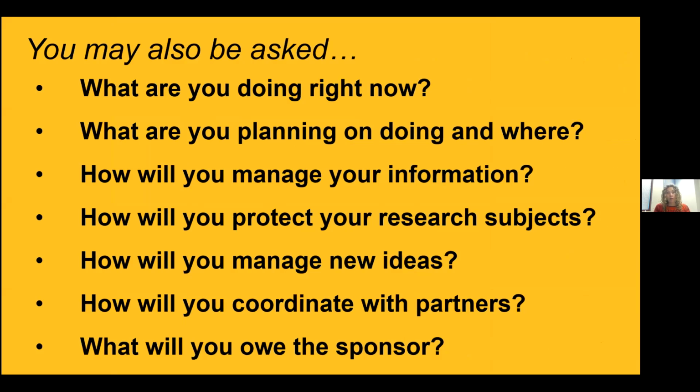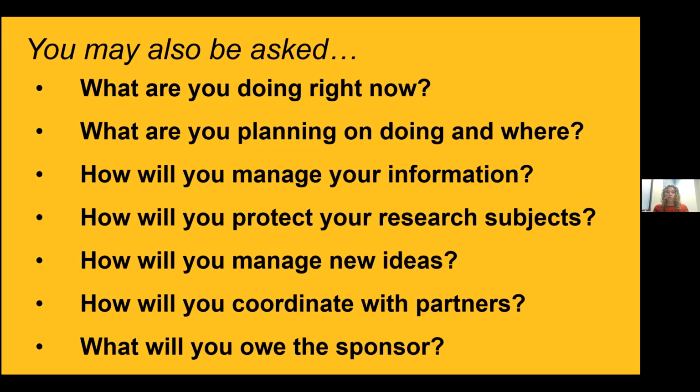Here on this slide, I brought up some of those other secondary and tertiary questions that are going to come into play with any proposal. You're going to be asked, what are you doing right now? That'll often come across to the sponsor in your current and pending document. What are you planning on doing and where? That could be your timeline or your Gantt chart. That could be your facilities document that lets the sponsor know what resources you have available to you to appropriately do this work. How will you manage your information? That could be a data management plan requirement.